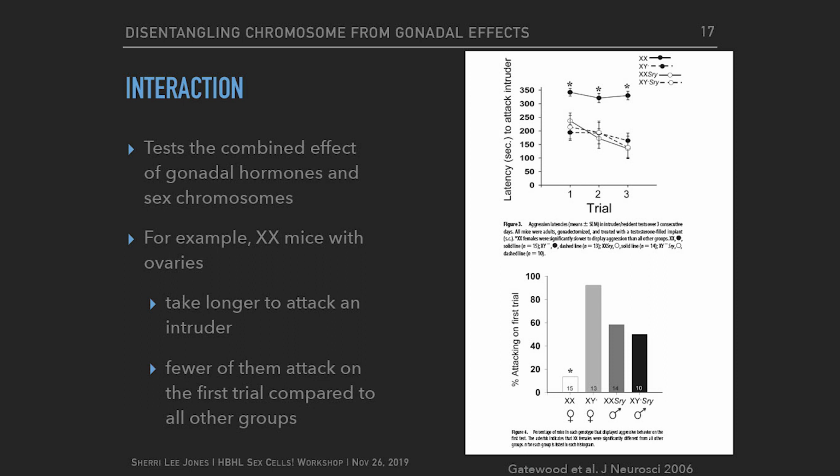And an interaction was detected where it's only animals with an XX chromosome and female gonads, so ovaries, that displayed a longer latency to attack, and fewer of those animals attacked on the first trial. So this is an example of how you can actually use the four core genotypes to investigate sex differences further and look at the combined contribution of sex and chromosome, or gonads and chromosome. Okay?